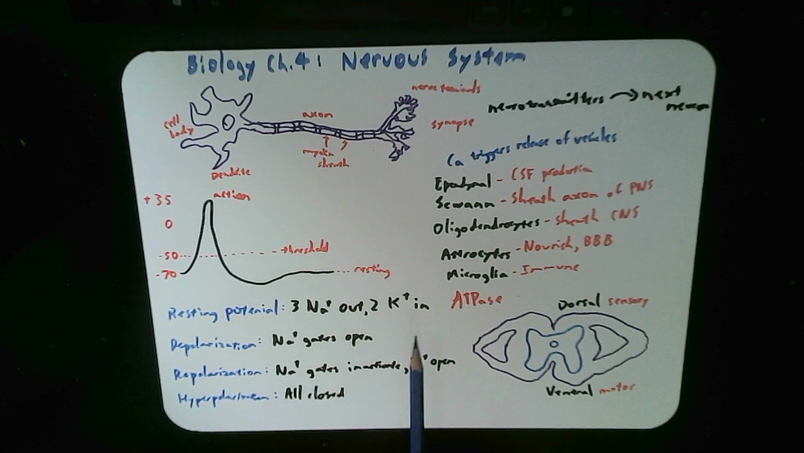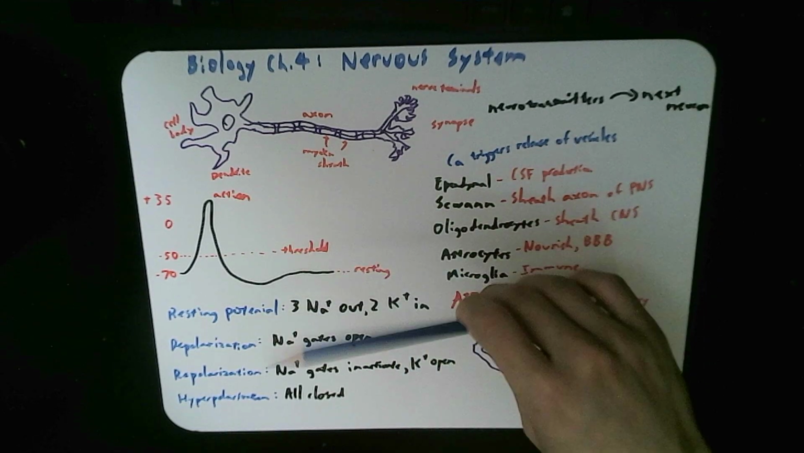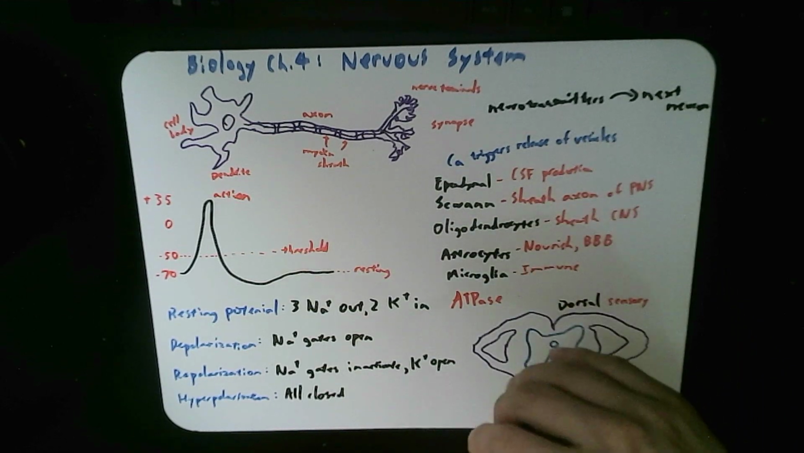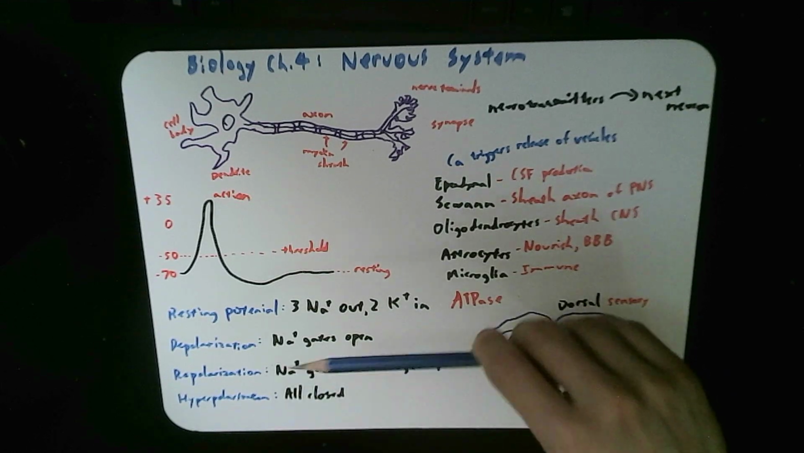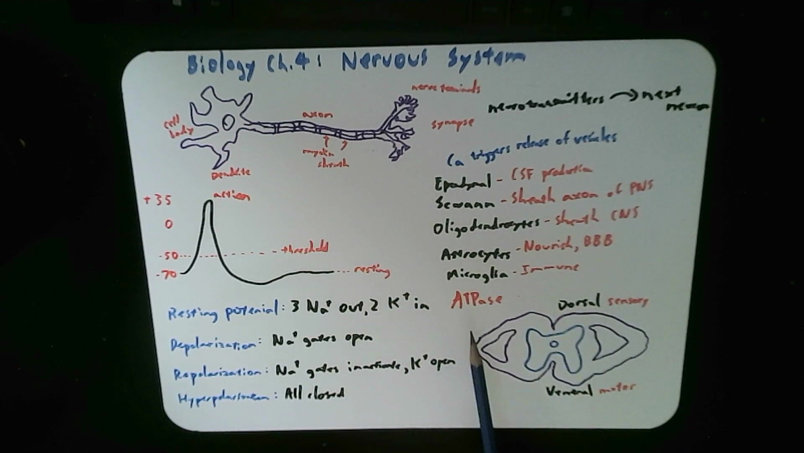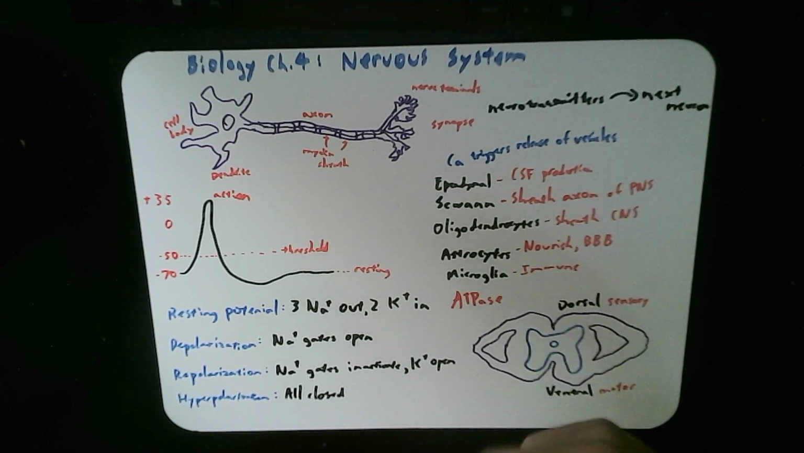Now, it leans a bit more towards potassium because there are pores in the membrane that are slightly more leaky to potassium. So potassium ions naturally want to leak out, whereas sodium naturally wants to leak in. So at rest, the ATPase actively uses ATP to pump sodium out and potassium in to keep that gradient up, because they naturally diffuse down the gradient.